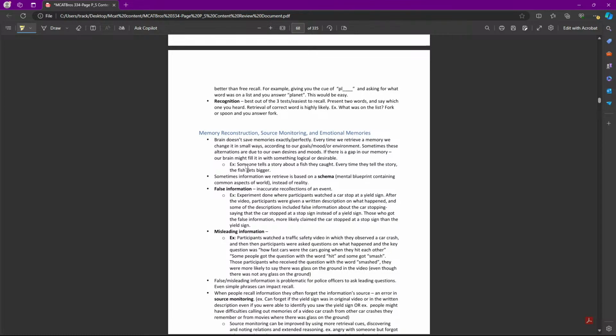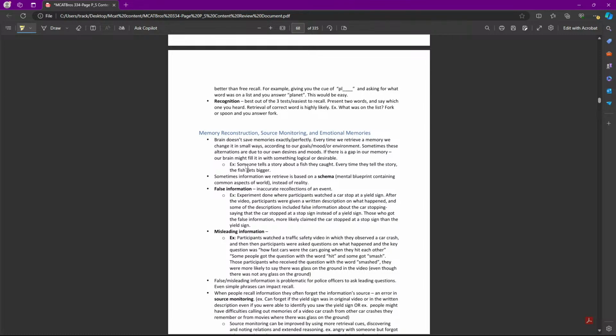Brains don't save memories exactly or perfectly. Every time we retrieve a memory, we change it in small ways, according to our goal, mood, or environment. Sometimes these alterations are due to our own desires and moods. If there is a gap in our memory, our brain might fill it in with something logical or desirable. Someone tells a story about a fish they caught, and every time they tell the story, the fish gets bigger. Sometimes information retrieved is based on a schema, which is basically a mental blueprint that connects multiple different details together. But there can be false information or inaccurate recollection of events.